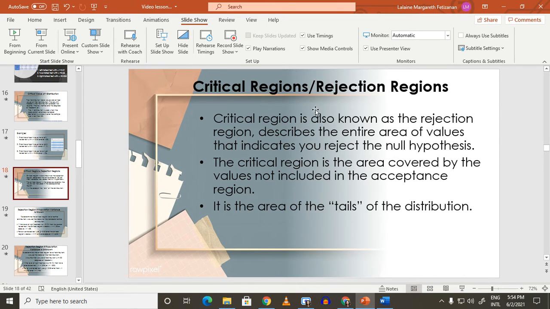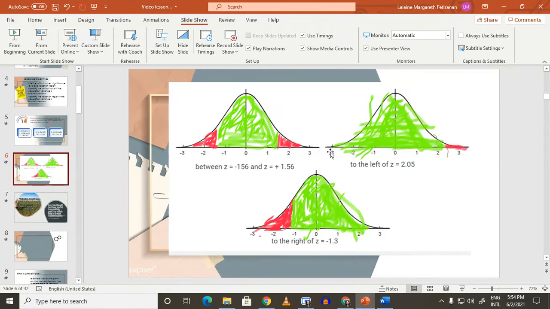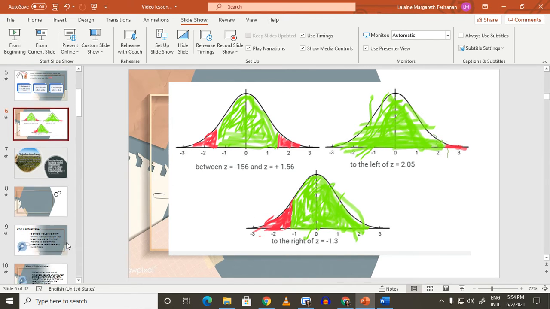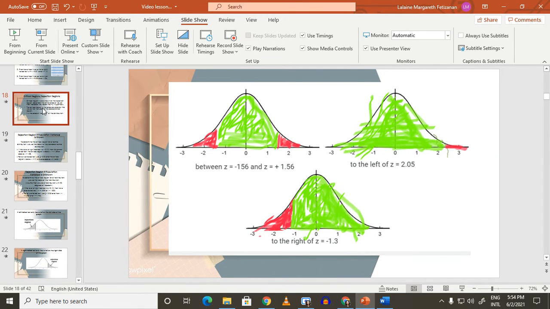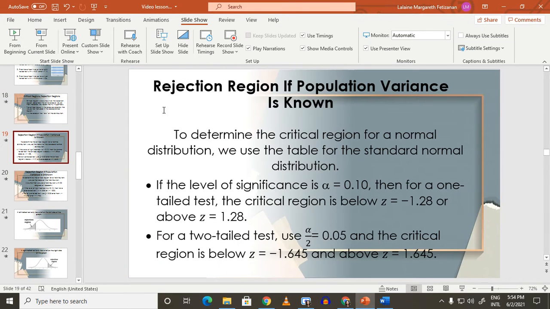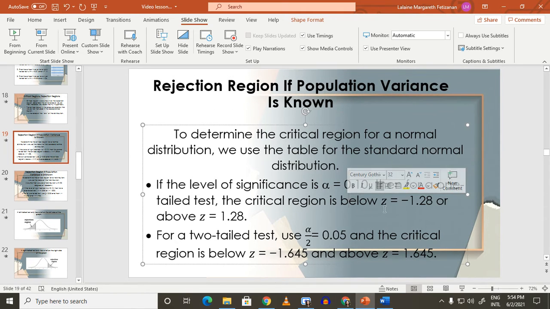Ano naman yung tinatawag na critical region? Ito also ay tinatawag na rejection region or ang area ng tails of the distribution. So, kung babalikan natin yung review part natin, di ba, ito yon. Etong mga red part na ginawa nyo, yung red na yan, yan yung tinatawag na tails of the distribution, area ng tails. Which is, you call also the critical region or the rejection region. Okay, yun ang tatandaan. Now, ang rejection region, if population variance is known, gagamit tayo ng Z-table dito. Okay, tandaan yan, Z.